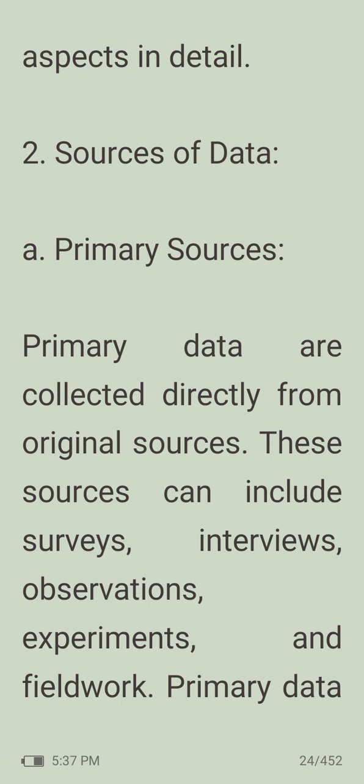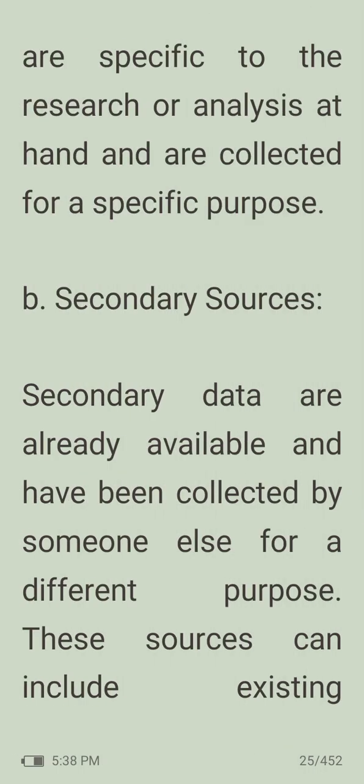Sources of data. Primary sources. Primary data are collected directly from original sources. These sources can include surveys, interviews, observations, experiments, and fieldwork. Primary data are specific to the research or analysis at hand and are collected for a specific purpose.